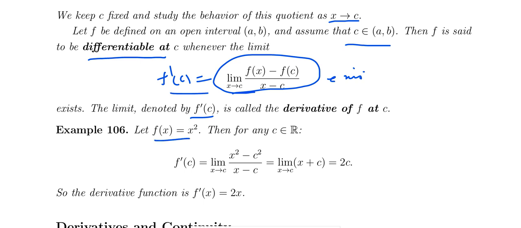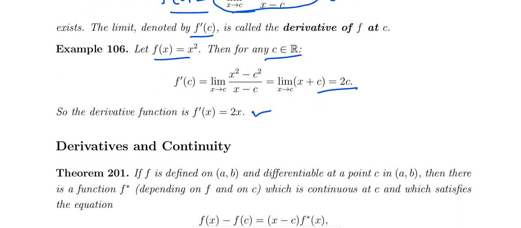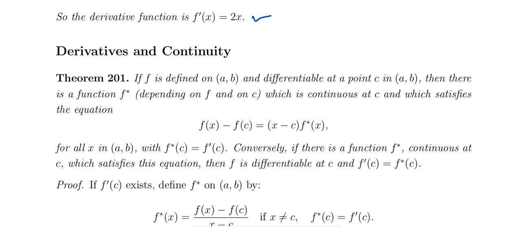So for example, f of x equal to x square, then for any c belongs to R, f dash of c is the limit as x tends to c of f of x minus f of c, that is x square minus c square, divided by x minus c. When you apply the a square minus b square formula, we get 2c. So already we know that this is 2x, and putting x equal to c, there is a 2c. So the derivative of the function is 2c. And what is the connection of the derivative with continuity?